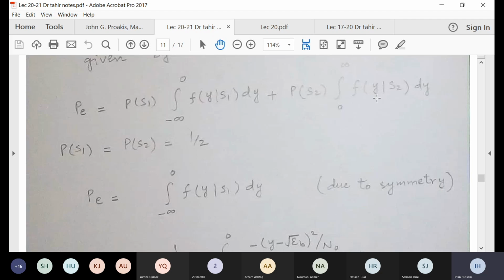y given S2, but you can very well see that both these two distributions are the same. So half of PS1, half of PS2 will become, because the integrals are the same, you go from 0 to infinity, this will have the same area of the curve as going from 0 to infinity, or going from infinity to 0. You take the negative half, here you take the positive half.